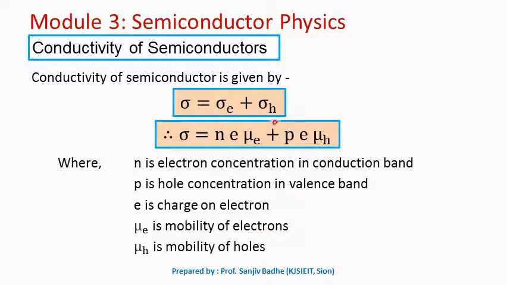And conductivity due to holes in valence band is given by peμh, where p is hole concentration in valence band, e is charge on the hole, and μh is mobility of holes. So for semiconductor, we can write the total conductivity to be equal to neμe plus peμh.